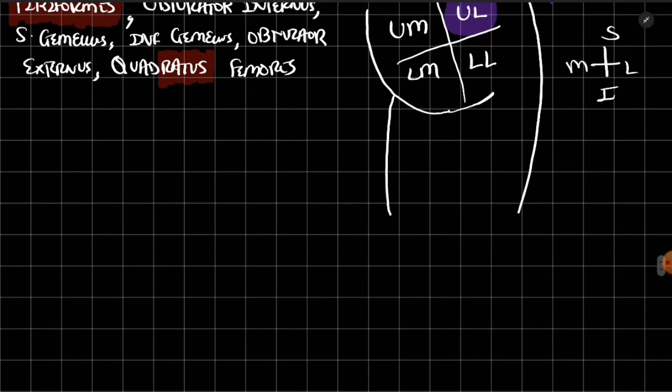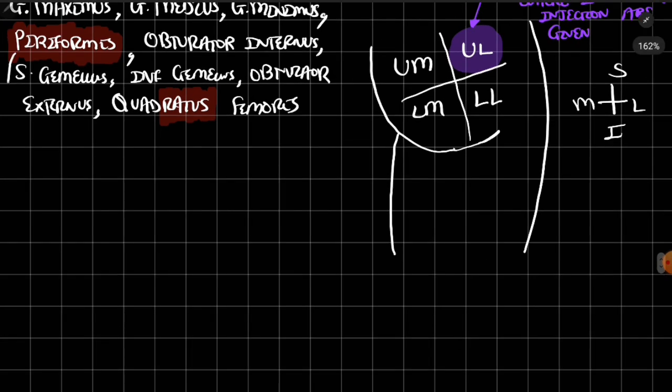Now going further, we talked about the piriformis. The piriformis is also known as the key muscle of the gluteal region. So why is the piriformis known as the key muscle of the gluteal region?